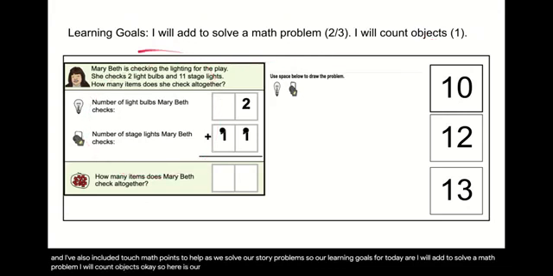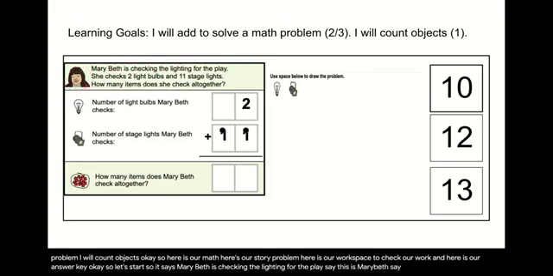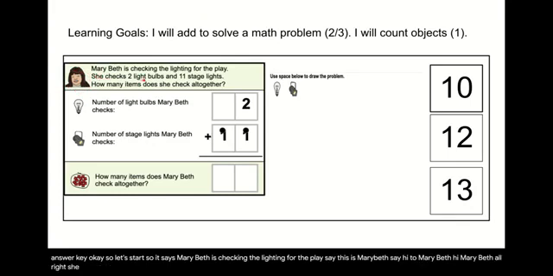So here's our story problem. Here is our workspace to check our work. And here is our answer key. Okay, so let's start. It says Mary Beth is checking the lighting for the play. This is Mary Beth. Say hi to Mary Beth. Hi, Mary Beth. All right, she checks 2 light bulbs.